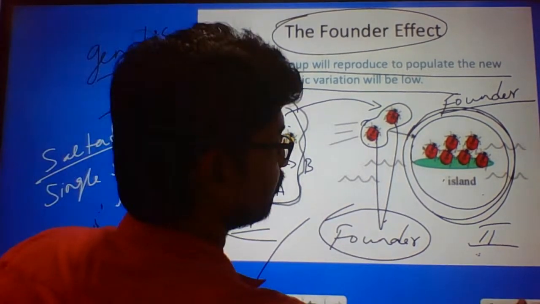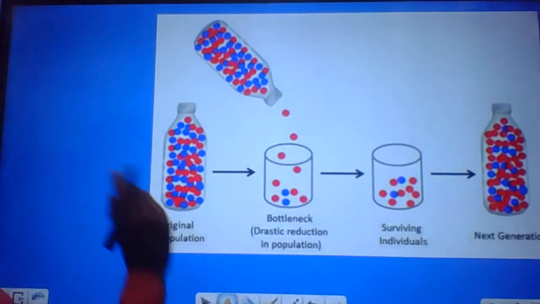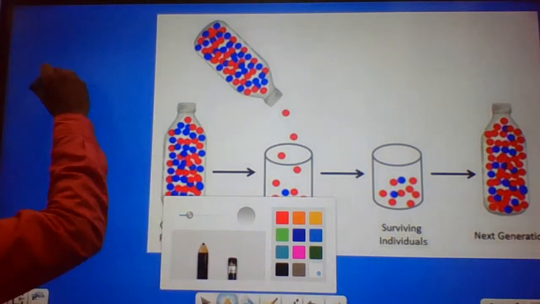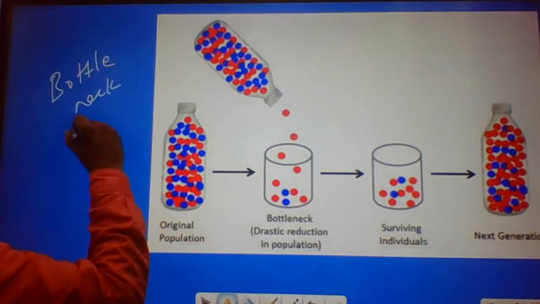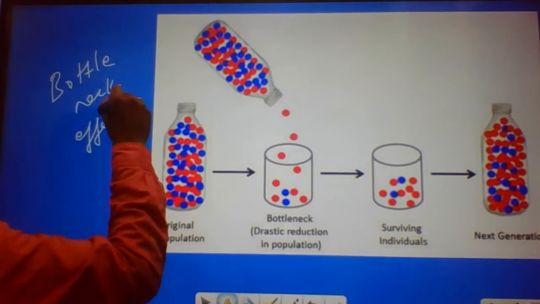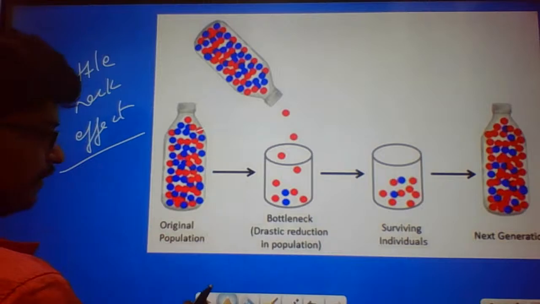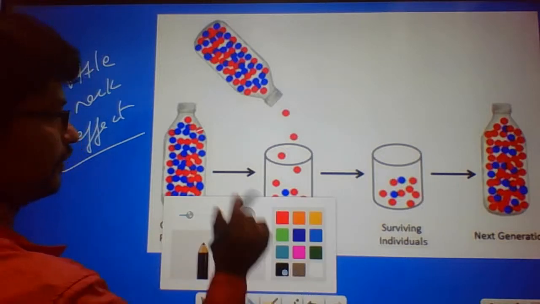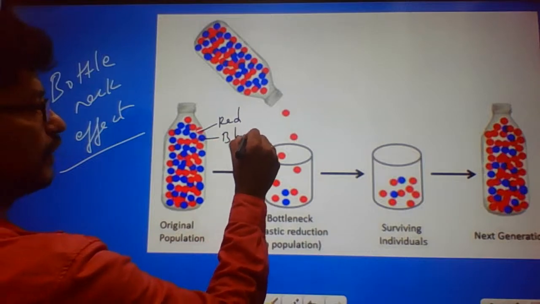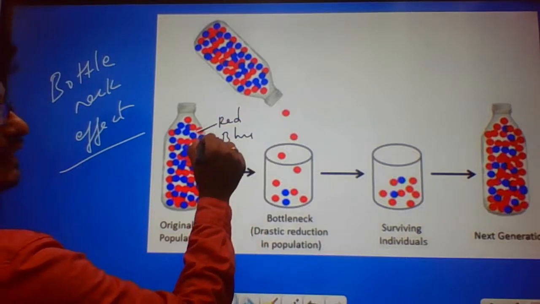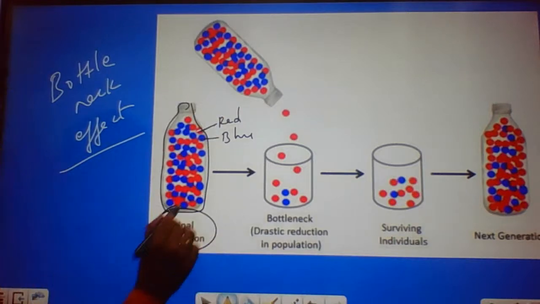But when you talk about the bottleneck effect, this is the bottleneck effect. Bottleneck. So this is just an example. You keep colored pebbles. For example, I placed two types of colors, like you could see the red and the blue over here. So there are two types of organisms in the same population. So this is the original population we are talking about.